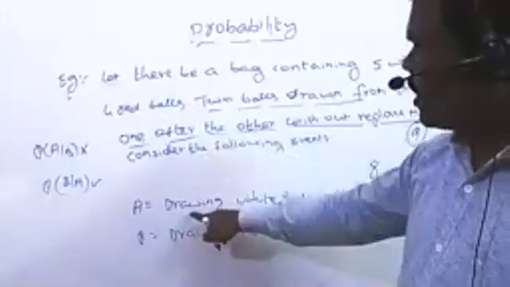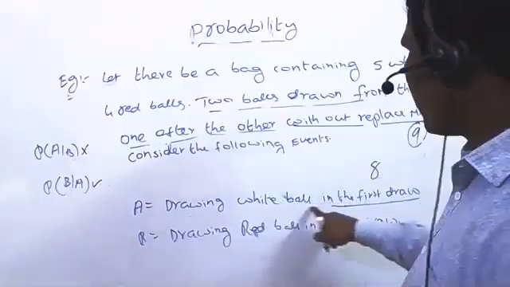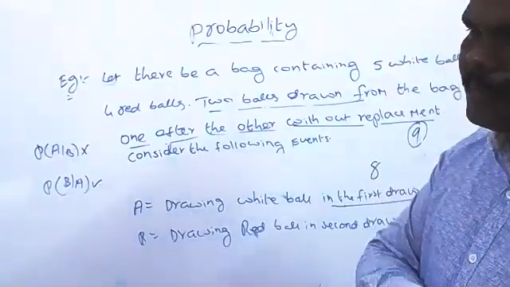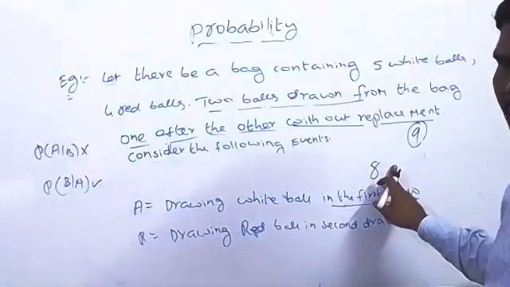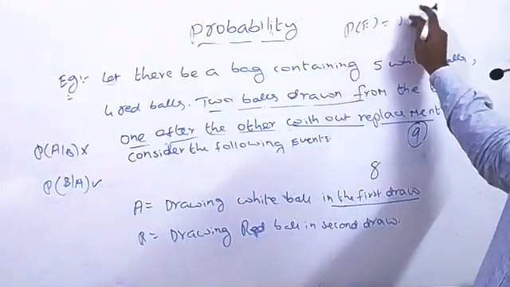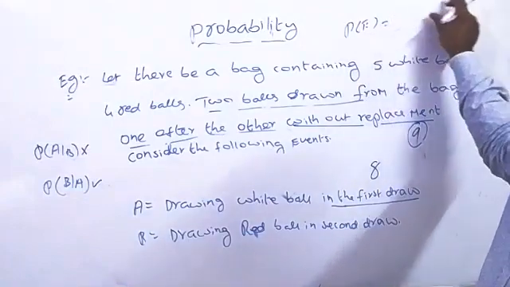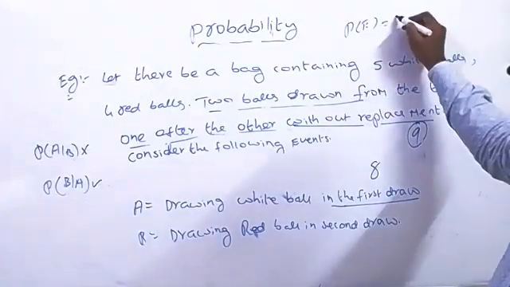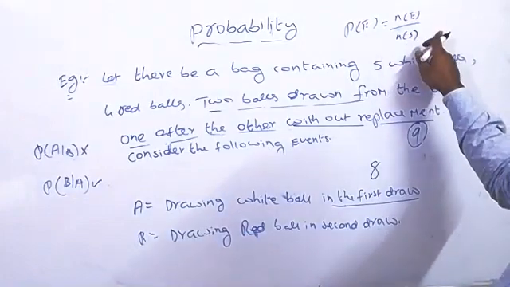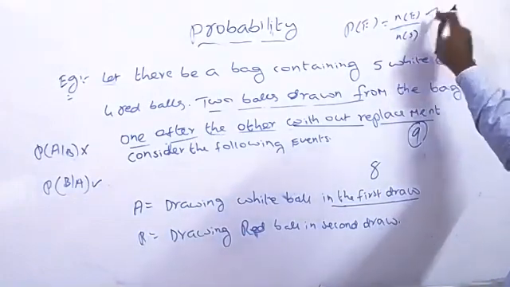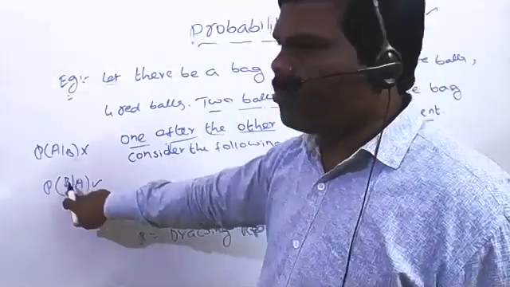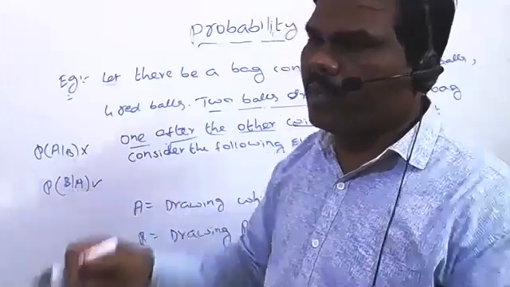What is the event A? Drawing a white ball in the first draw. That means 1 ball is already drawn and kept on one side. Remaining 8 balls are there. We know the probability of an event formula: P of E equals favorable outcomes by total number of outcomes, that means n of E by n of S. What is the meaning of n of E? What we require. That means after occurrence of A, B has occurred. That means B is required.